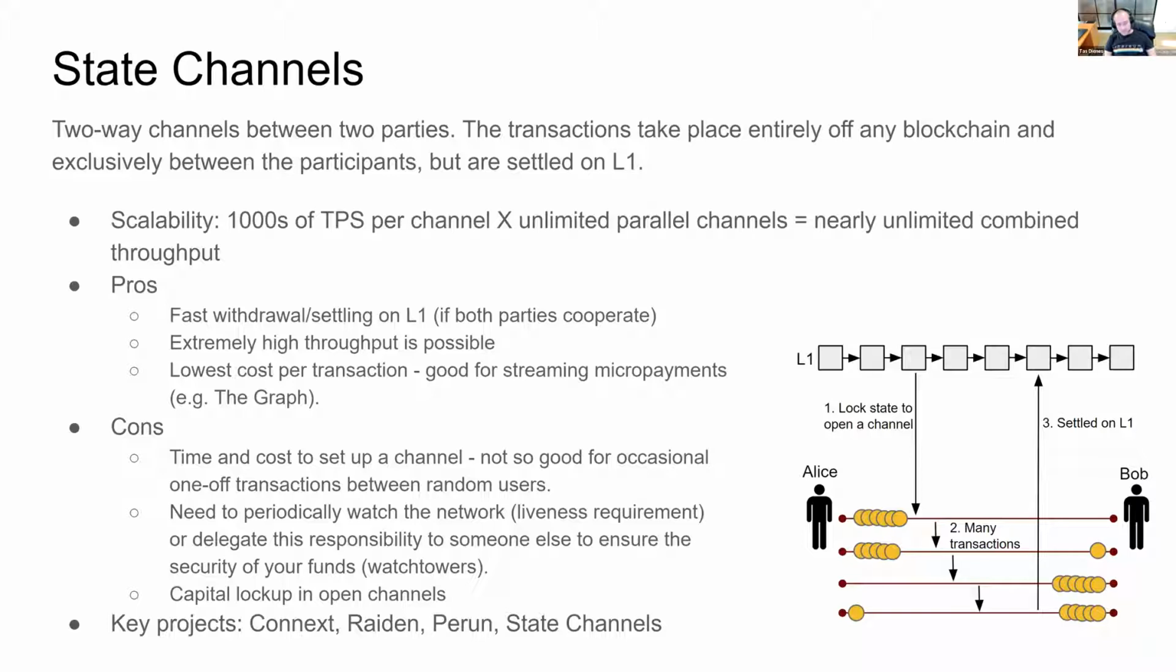So state channels are good for things like streaming micropayments, where you may want to pay for a service by the second. Like if you're streaming audio or video, you might want to pay per second, or if you're making API calls, you might want to pay per API call. So you might be making thousands of payments over the course of hours or days, and you want the transaction cost for each payment to be very, very small.